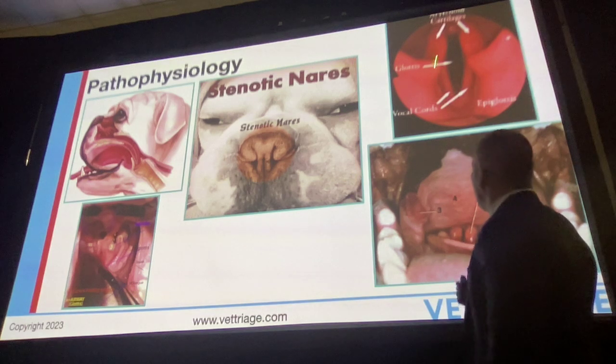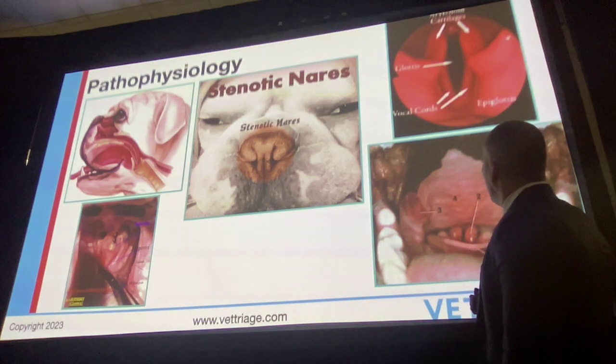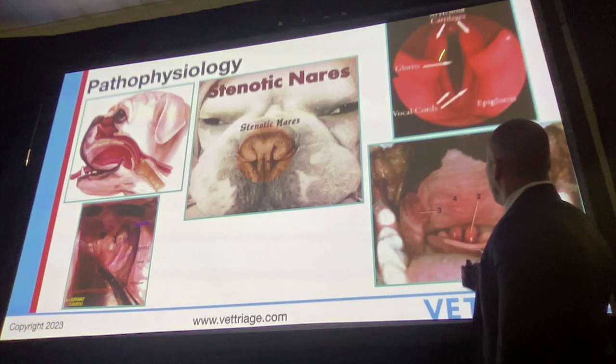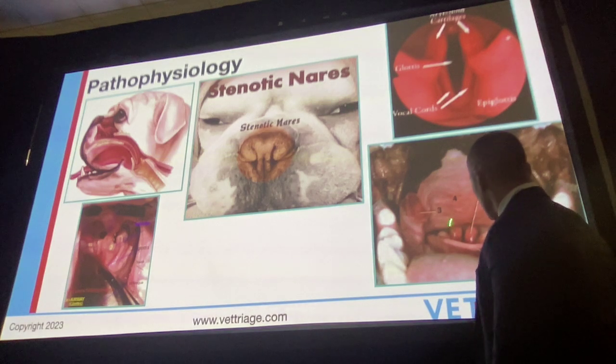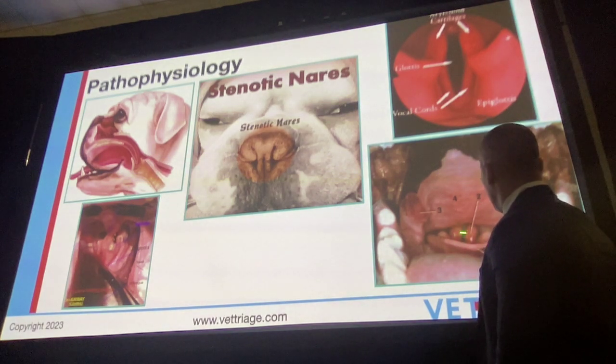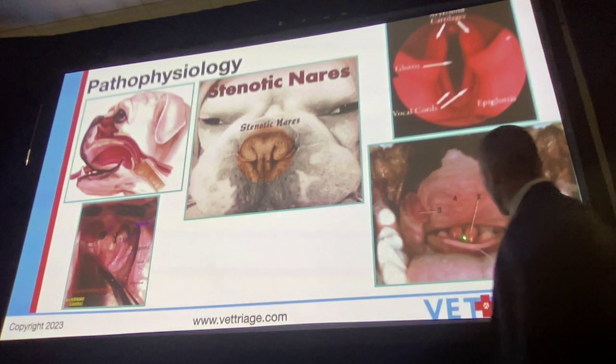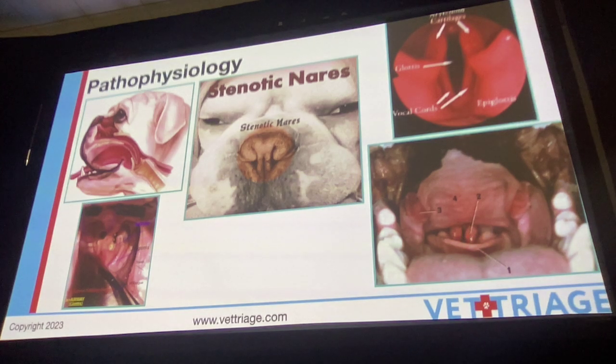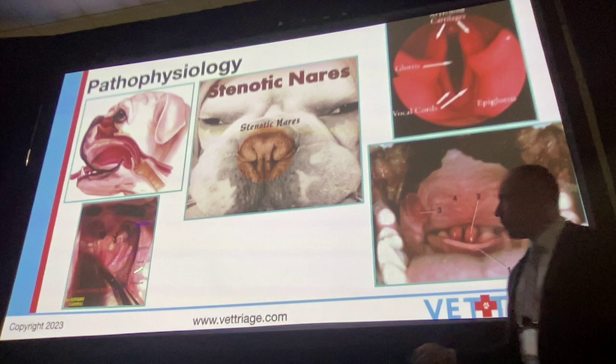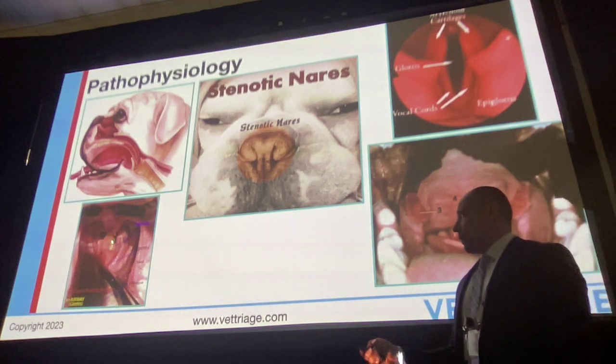This is just showing you the anatomy of the larynx, and over time, this will get inflamed and then start collapsing on itself. We'll go over the grades of laryngeal collapse in a little bit here. Here's an example of really swollen arytenoid cartilages. They're enlarged and erythematous, and this is thought to be from constant physical contact with each other because of increased airway pressure from the stenotic nares. And so over time, they get more and more inflamed, which contributes to the airway obstruction that you see with these dogs.